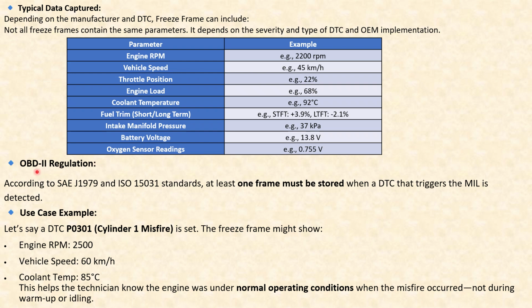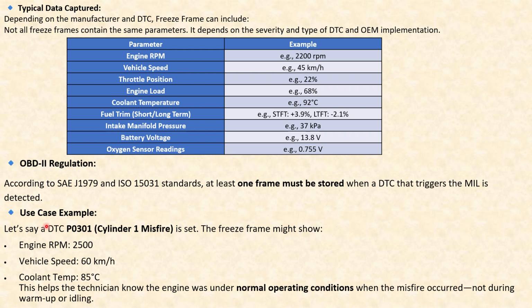And this is also OBD2 regulated. This is a part of the OBD2 regulation. According to SAE J1979 and ISO 15031 standards, at least one frame must be stored when a DTC that triggers the MIL is detected. All right. Now, this sentence is important. At least one frame must be stored. Understand, that's the reason I highlighted this. When a DTC that triggers the MIL is detected.